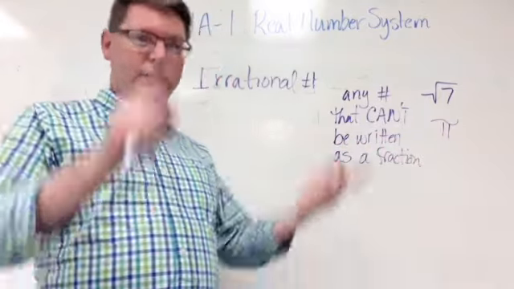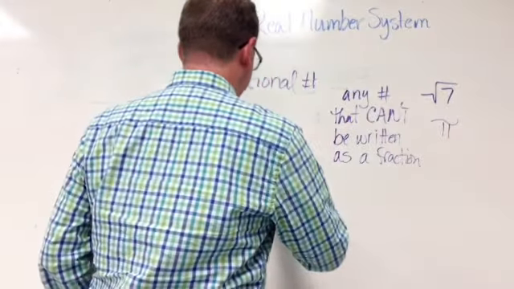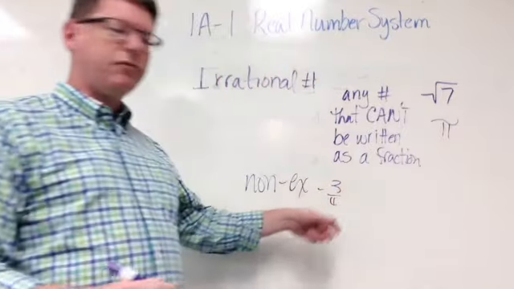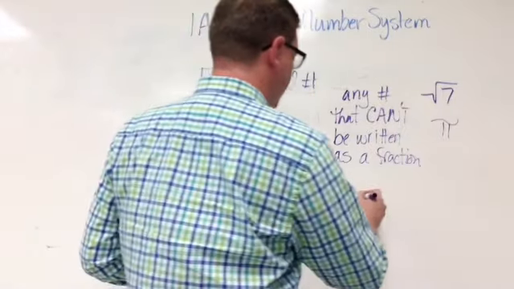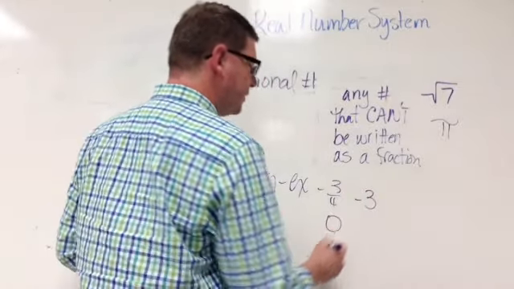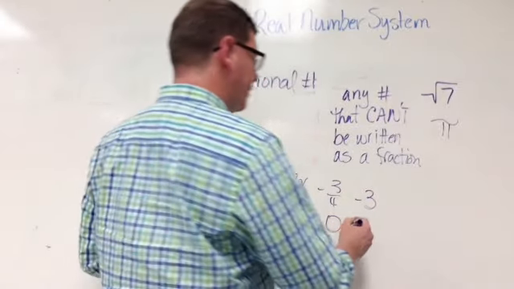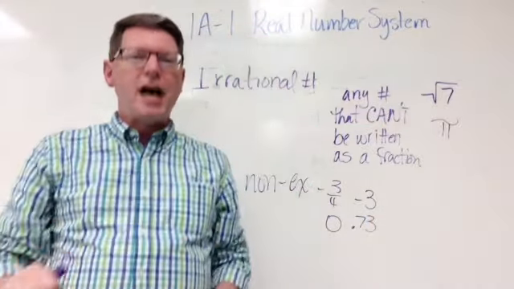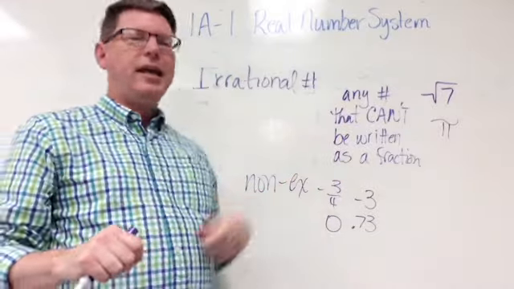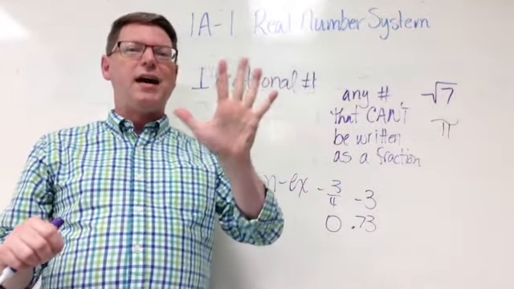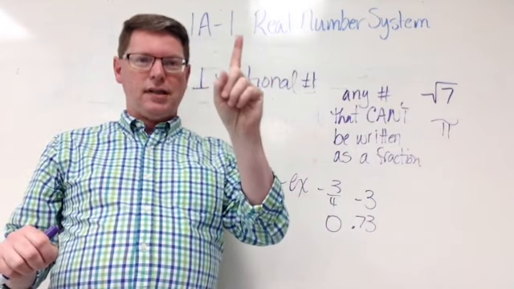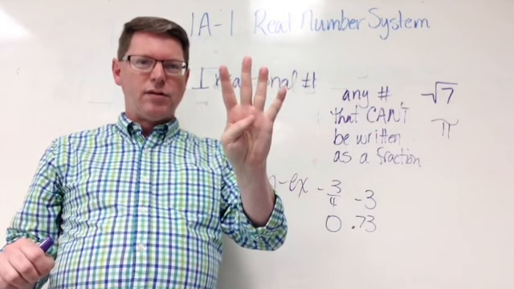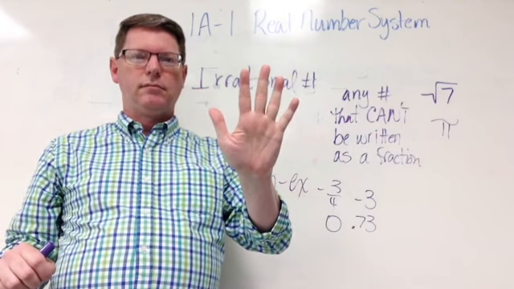Now the non-examples are going to look like all the other kinds of numbers. Okay? So for non-example, we could have negative 3/4. It can be written as a fraction, so it can't be irrational. We could also have negative 3. Or we could have 0. Or we could have 0.73. All of those are not irrational because they can be written as a fraction. Okay? 5 types of numbers. Natural numbers, whole numbers, integers, rational numbers, and irrational numbers.